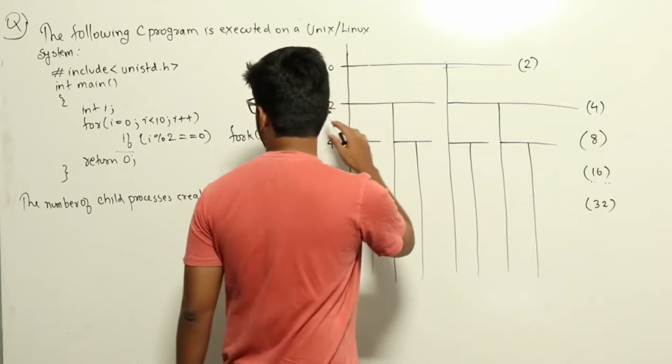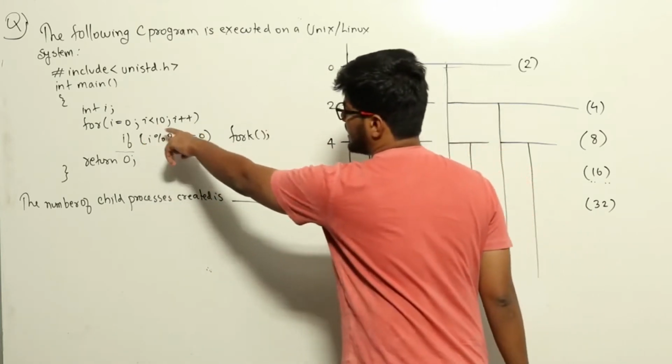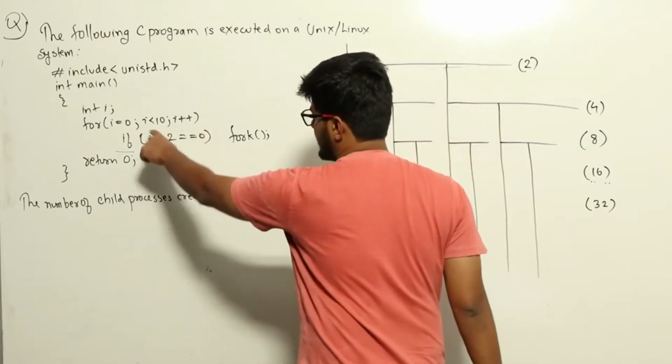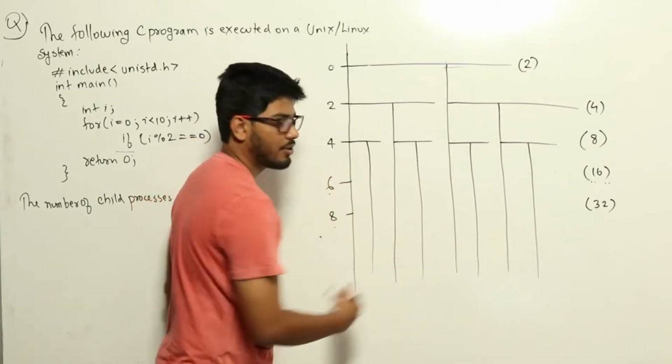So in the question, after 8, I becomes 9, there will be no more splitting, and I doesn't become 10 because the condition is I less than 10. So at this point it stops, there won't be any more children split.